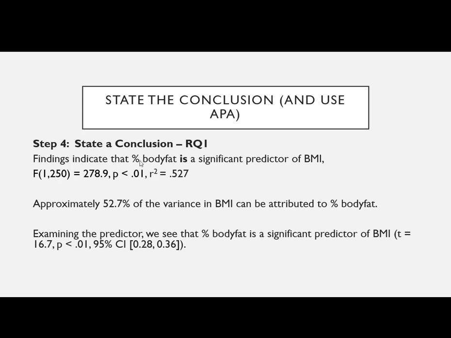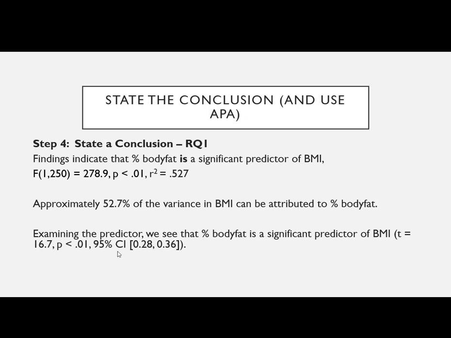Okay, so findings indicate that percent body fat is a significant predictor of BMI. F(1, 250) is equal to 278.9, p is less than 0.01, R squared is equal to 0.527. Approximately 52.7% of the variance in BMI can be attributed to percent body fat.